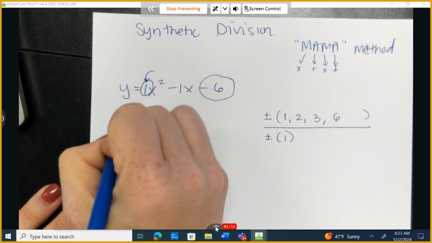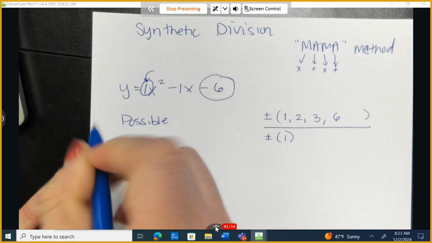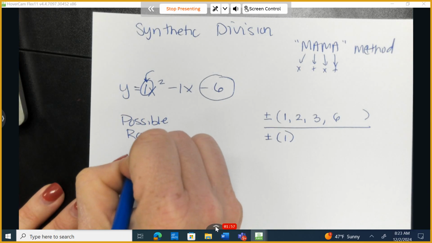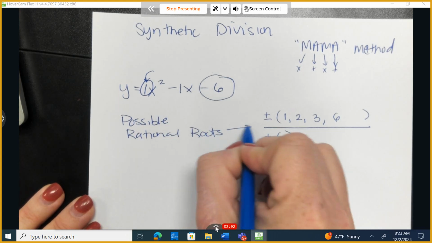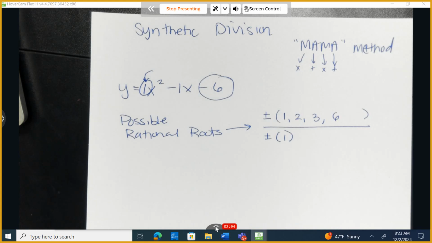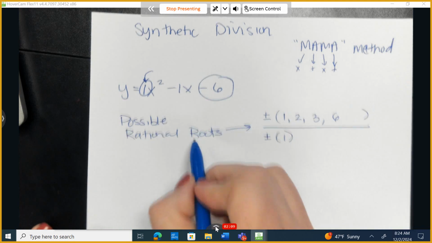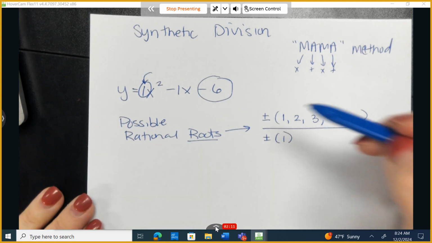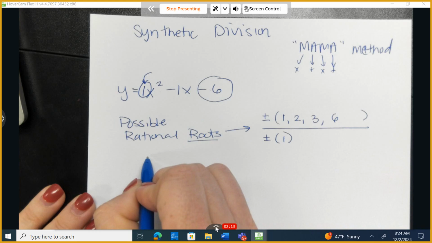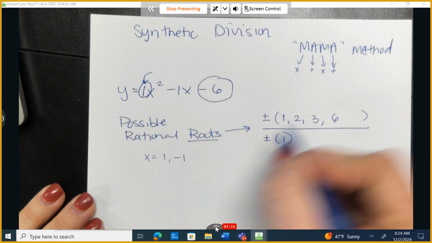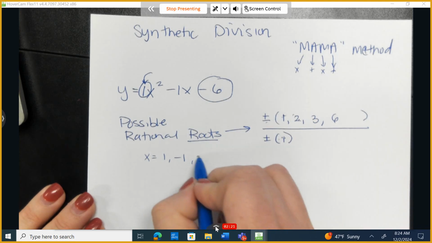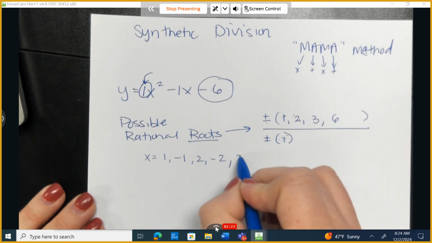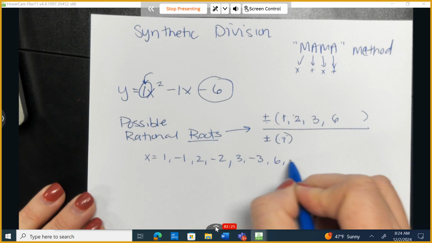These are called possible rational roots. Everybody should be writing this down. And now we're going to create a list of possibilities, possible roots, possible solutions. So 1 divided by 1, these are the possibilities. It could be 1 or negative 1. It could be 2 or negative 2. It could be 3 or negative 3, or it could be 6 or negative 6.